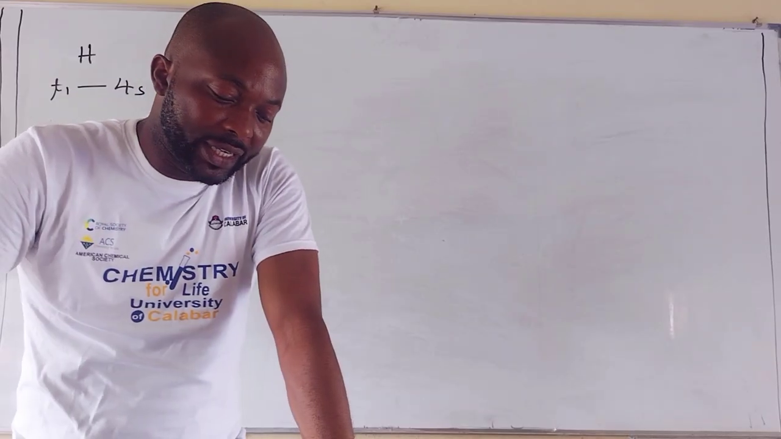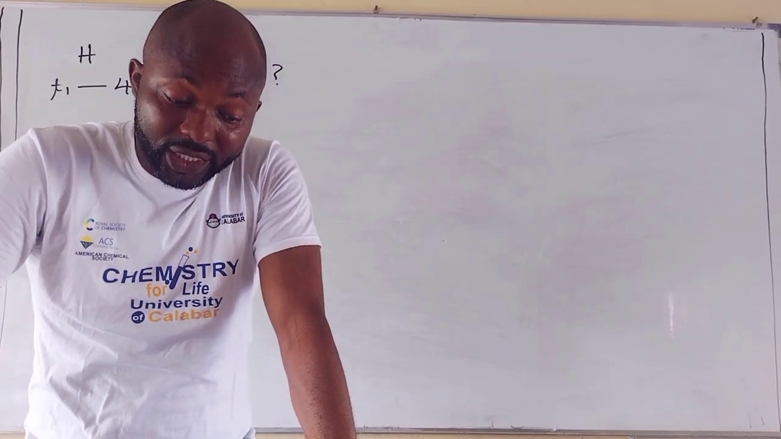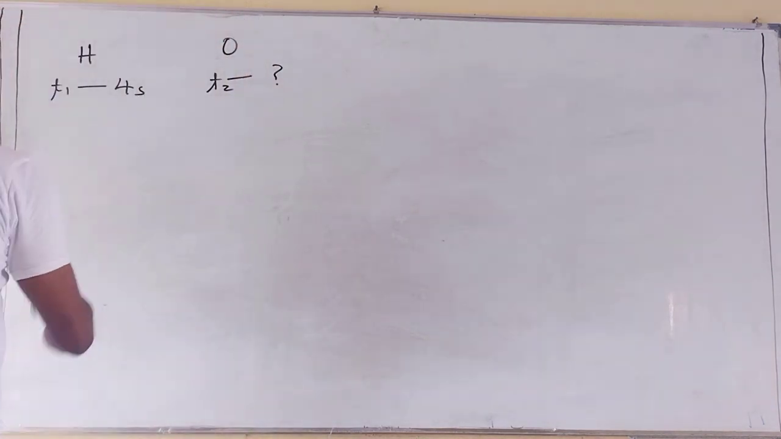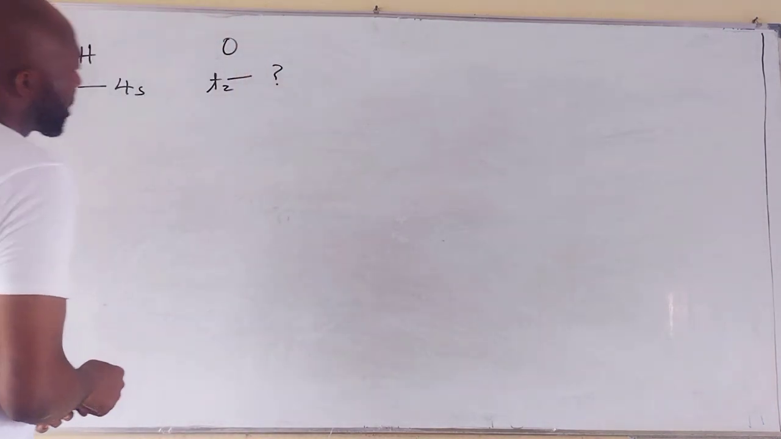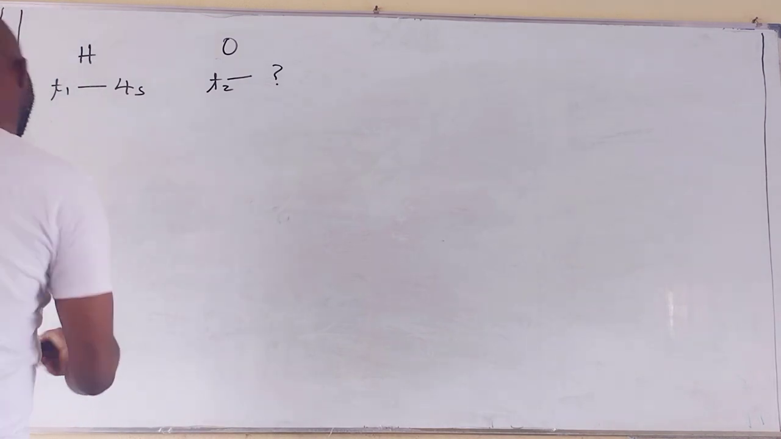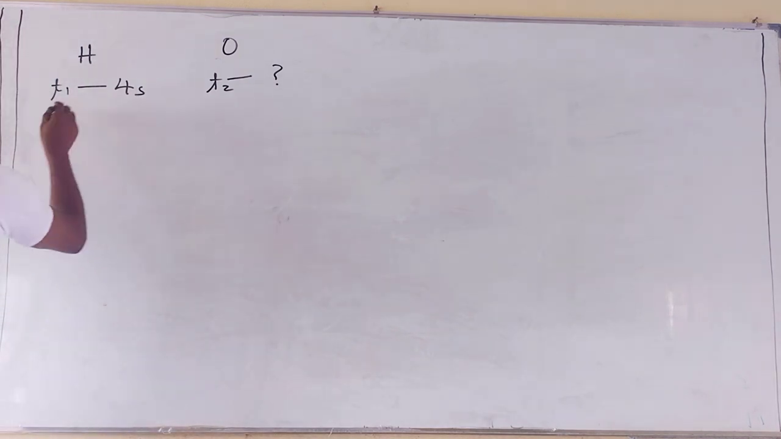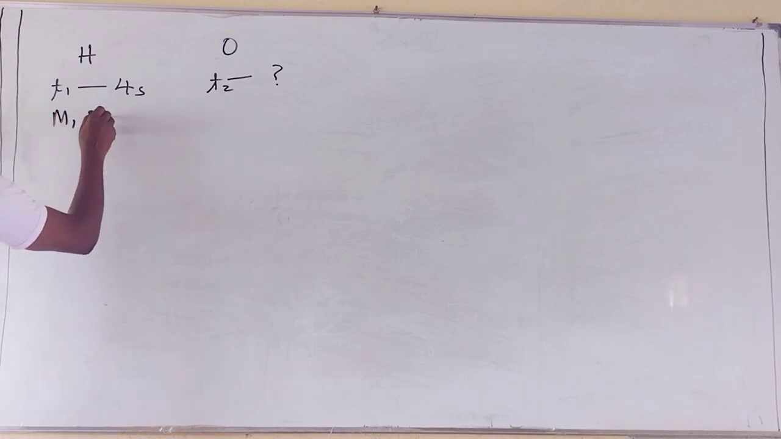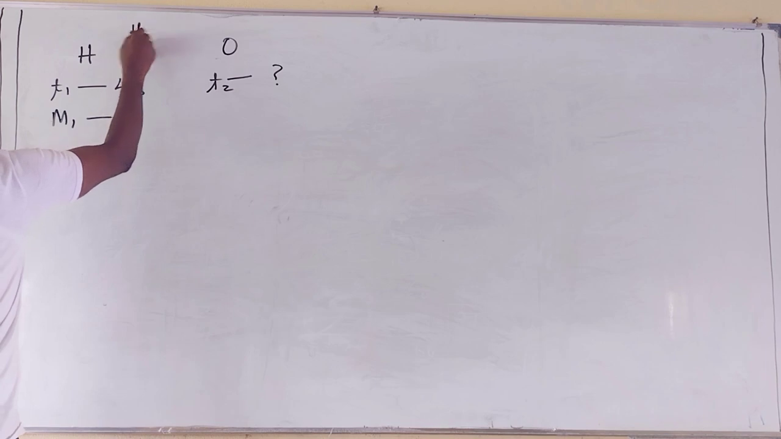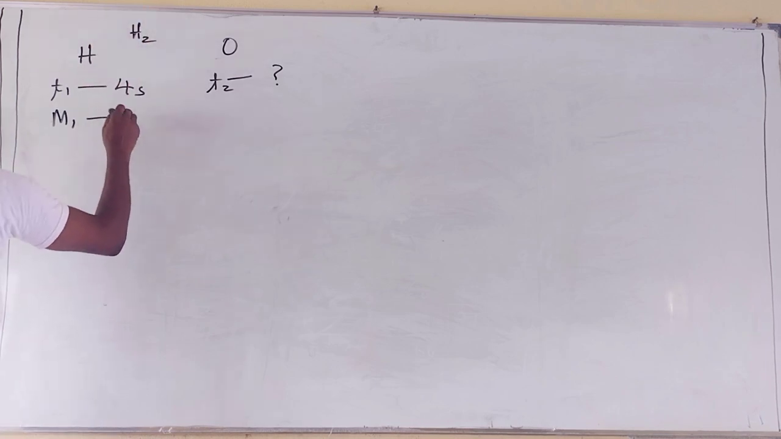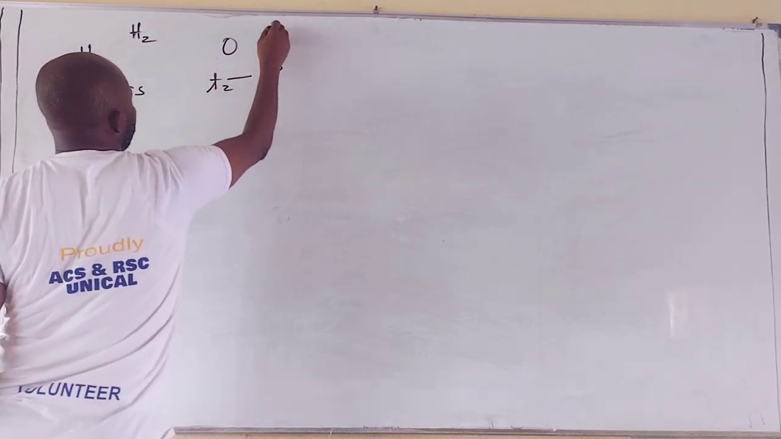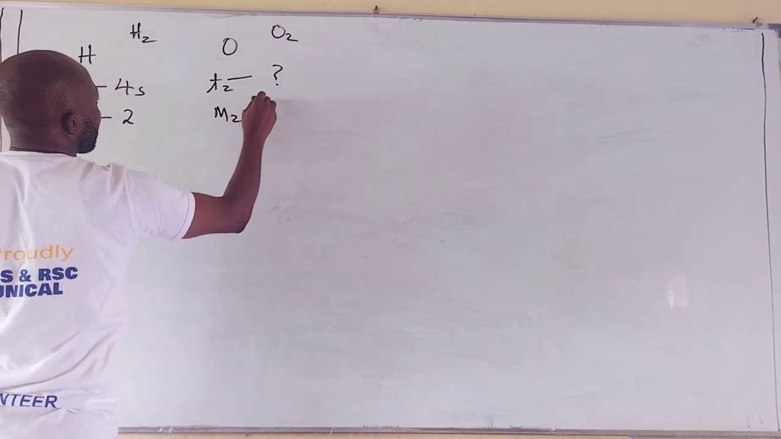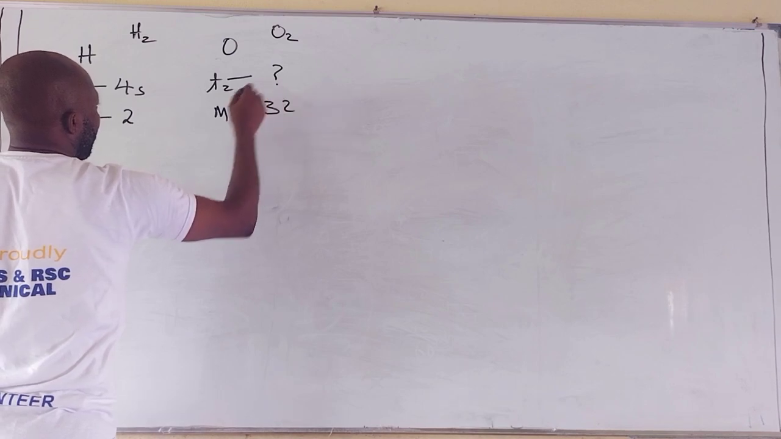Now the question says, how long would it take oxygen to diffuse through the same distance? That's the T2. Now, let's look at the relative molecular mass of hydrogen. M1 is 2, because this is hydrogen gas. And that of oxygen, this is oxygen gas, which is 16 times 2. M2 would be 32.